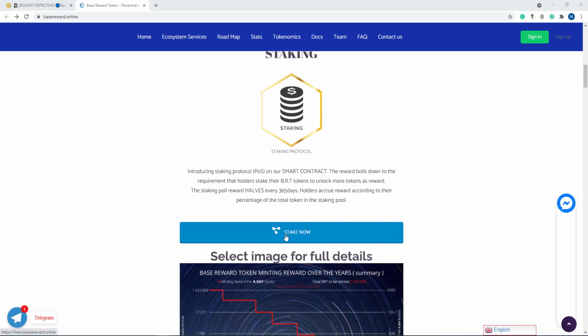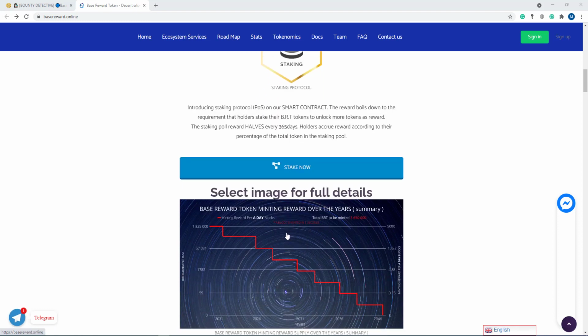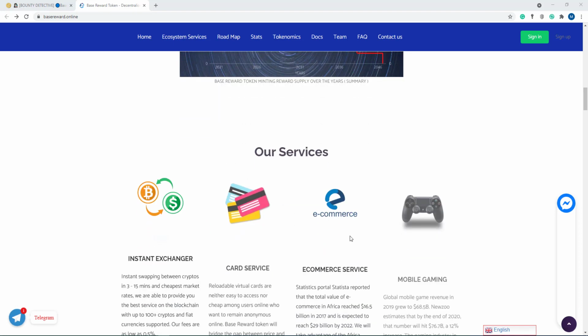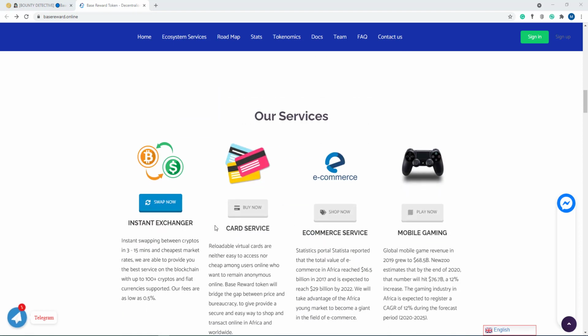Here is the staking system option. If you want to take your profit, just stake your coin here. Here, select the image for full detail. Here are their full details: Base Reward token minting reward supply over the years. Here the summary. Here are their other services.